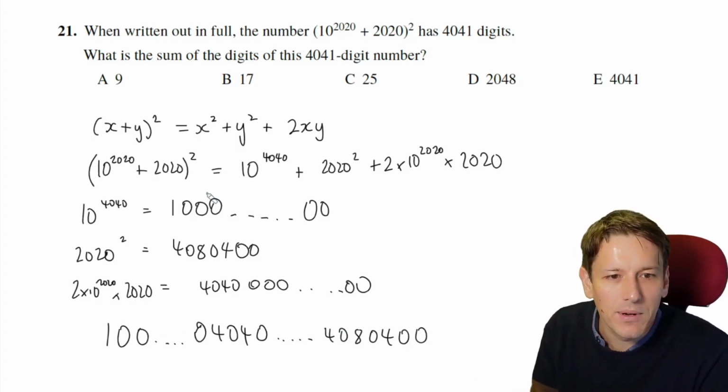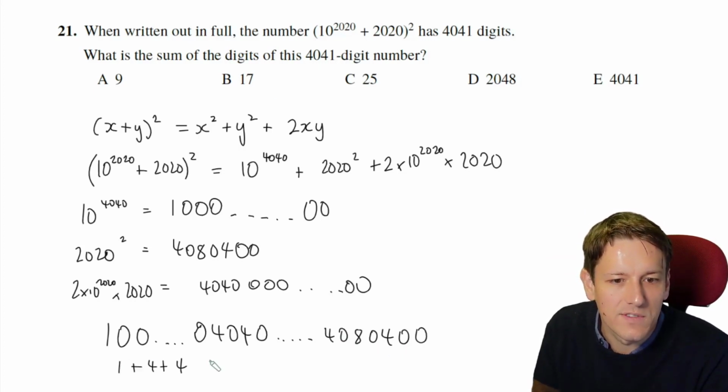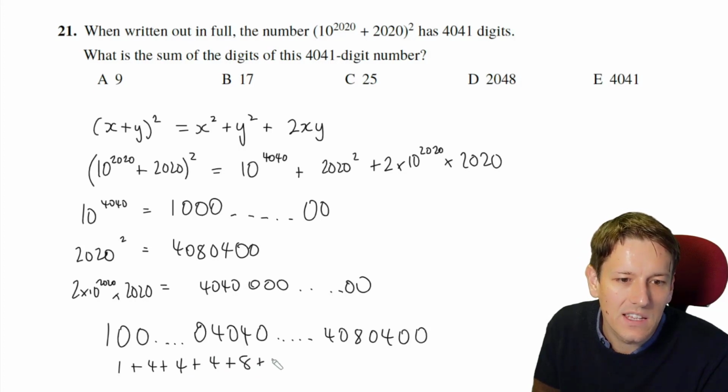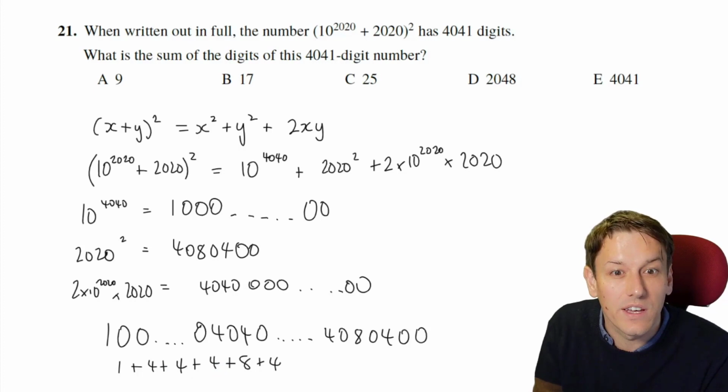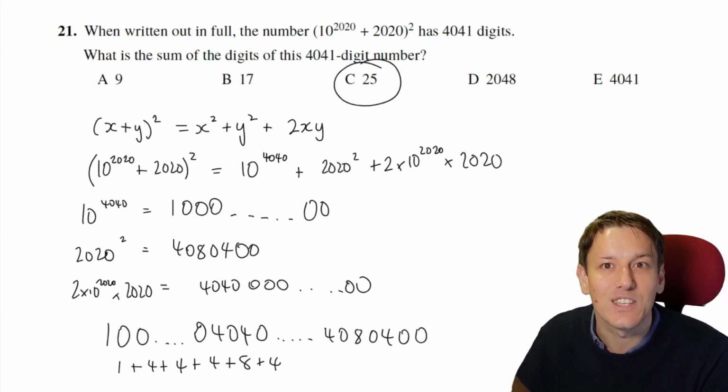Because those bits don't overlap, I can say, well, what's the sum of the digits? Well, I just add these together. I get 1 plus 4 plus 4 plus 4 plus 8 plus 4. That's 12, 16, 24, 25. And then the answer is C, 25.